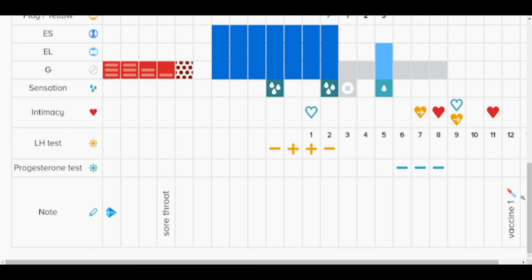And the reason why we want to chart intimacy is because it can influence how your cervical mucus observations are showing up. It can also be an aid in keeping track of libido, although of course the type of sex that we have is not a direct correlation to what our libido actually looks like.